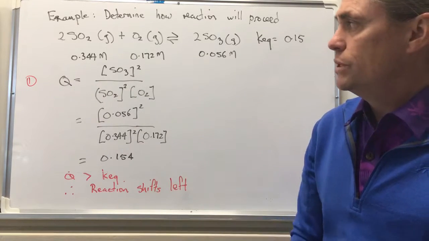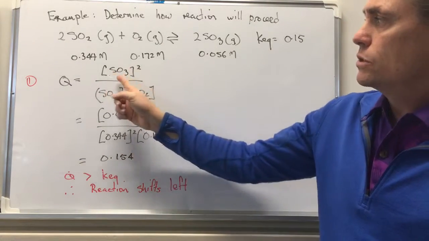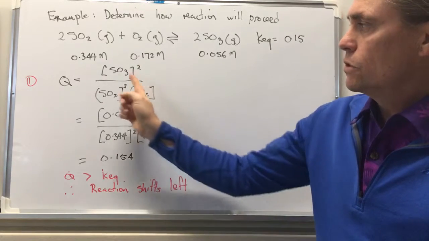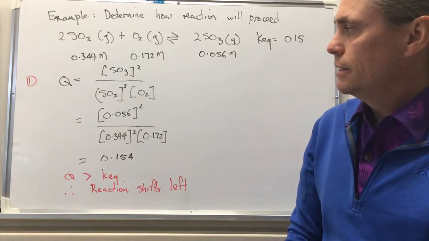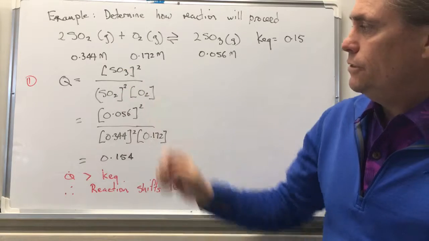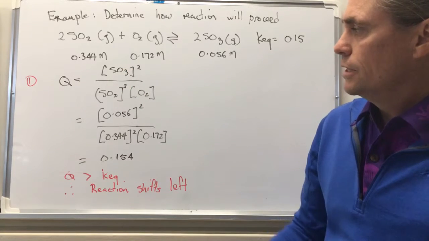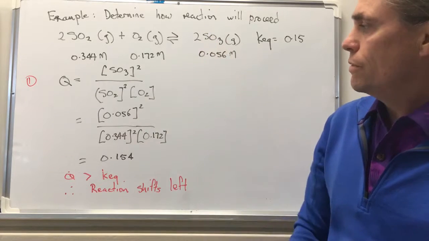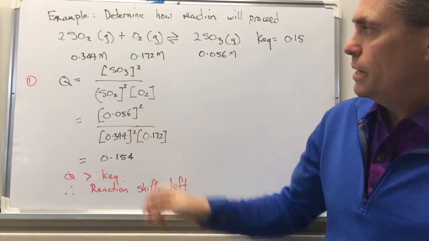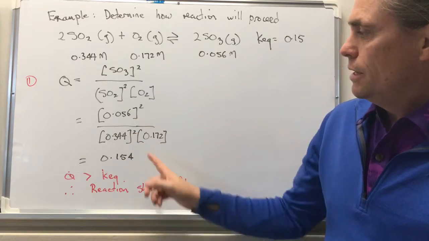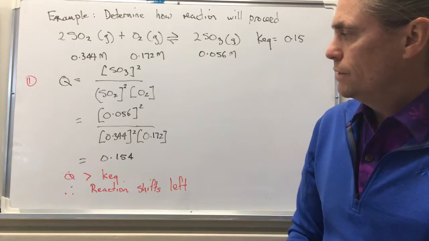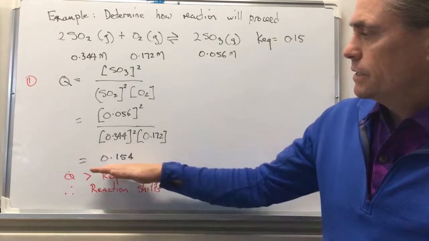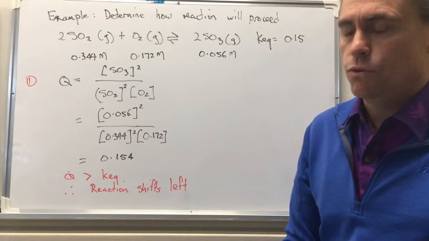And as I said before, we do it exactly the same way. We get the concentration of our products over the concentration of our reactants, and we substitute our values in for our concentrations. So 0.056 to the power of 2 for our SO3, 0.34 to the power of 2 for our SO2, times 0.172 for our O2, and this gives us a value of 0.154.